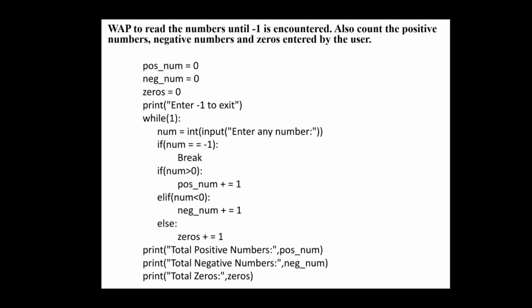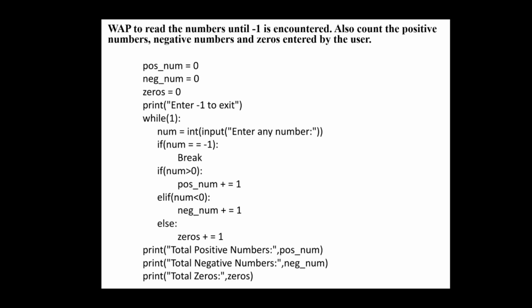Now num = int(input("Enter any number: ")), that should be under double quotes. Here it asks the user to enter a number. The input function reads it as a string and the int function converts it into an integer so that we can do numerical comparison.